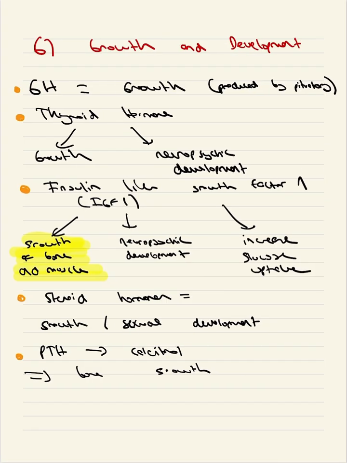The next one is growth and development. So you have your growth hormone, which is produced by the pituitary. You have your thyroid hormone, which is also involved in growth and also in neuropsychic development. This is very important. You have insulin-like growth factor 1. This is also important in growth of bone and muscle. It has increased glucose uptake, neuropsychic development. Steroid hormones are essential for growth like testosterone and sexual development. And also parathyroid and calcitriol are important here. This stimulates this. This has a negative feedback on this. And this will cause bone growth, okay? So again, bone growth is growth, right?